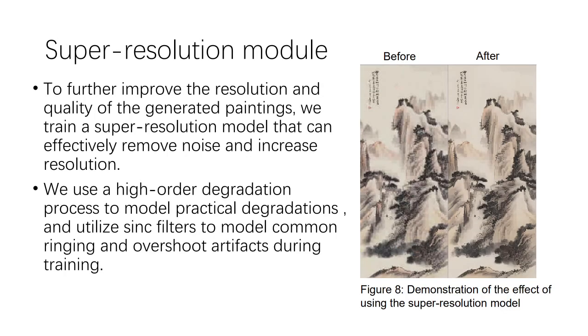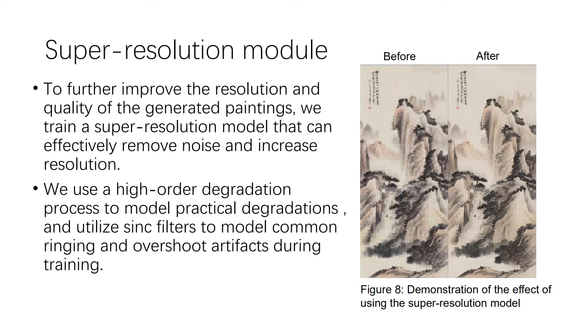To further improve the resolution and quality of the generated paintings, we train a super resolution model that can effectively remove noise and increase resolution. We select 1150 high-definition and high-resolution images from the collected data for model training. These images are crawled from online museums and have 2000 pixels on at least one of the axes. Here we adopt IJCAI as the model architecture.